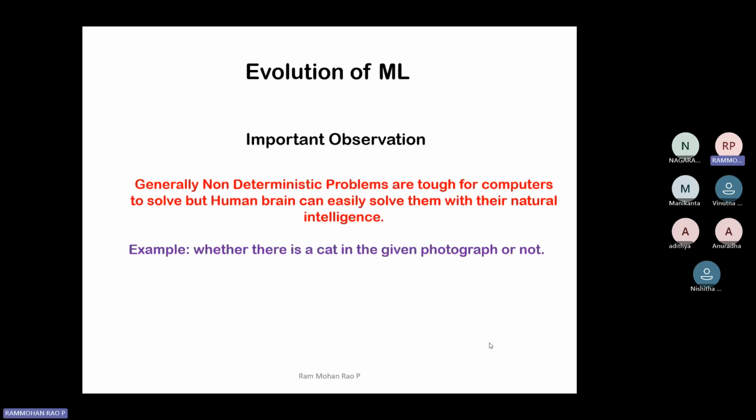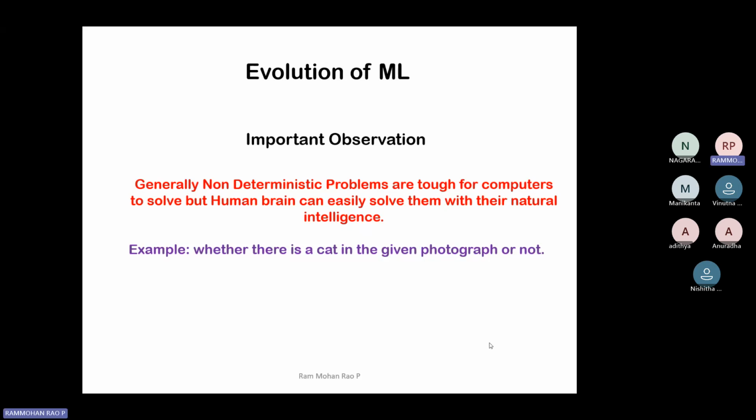Generally, non-deterministic problems are tough for computers to solve, but the human brain can easily solve them with natural intelligence. If you recollect that example of cat and dog images which we have seen, and how difficult it is to write logic for them. But the same cat images, Google images, if you show them to a small kid and ask him to identify whether there is a cat in that image or not, he can easily tell there is a cat here, there is no cat here, there is a dog here. Easily he can tell yes or no.